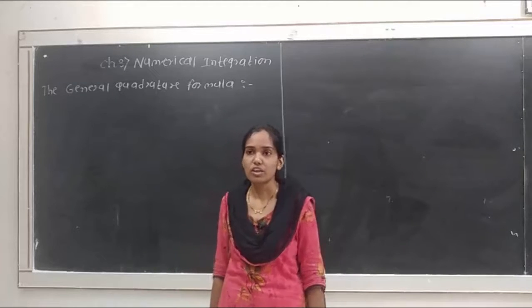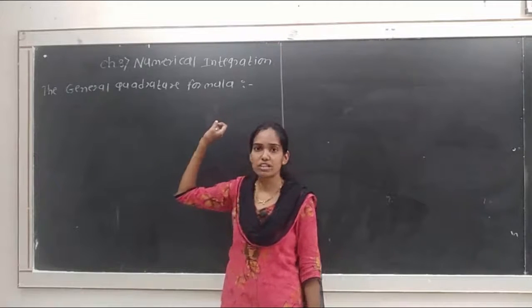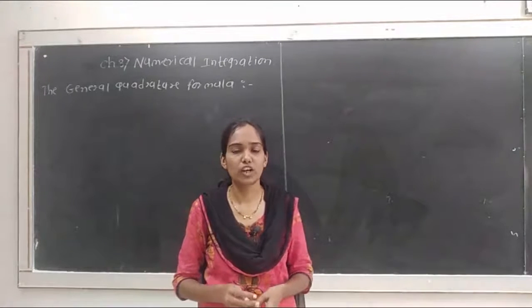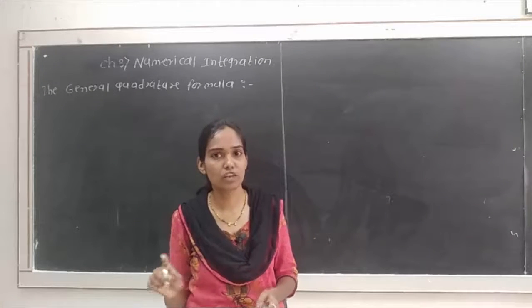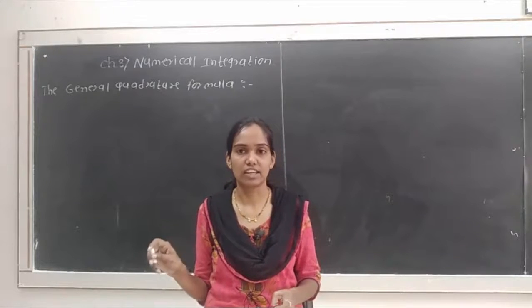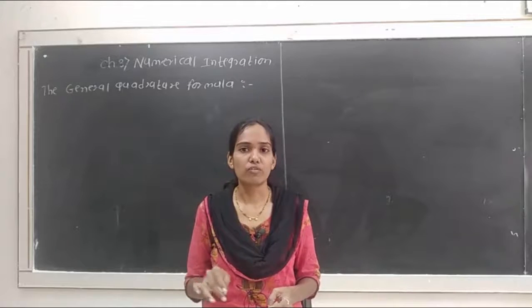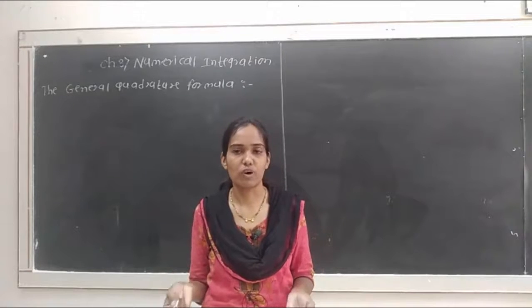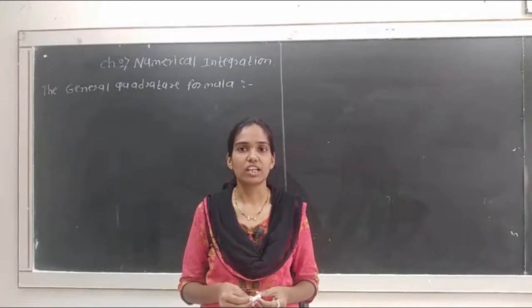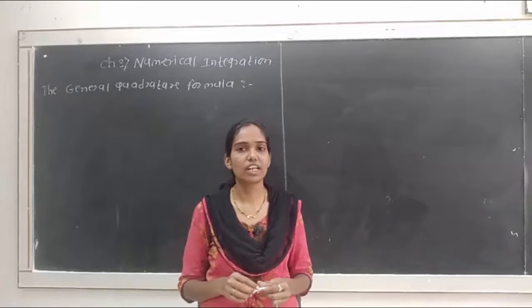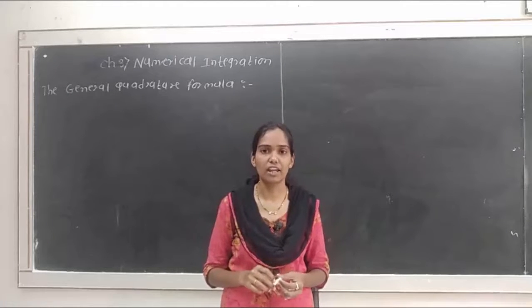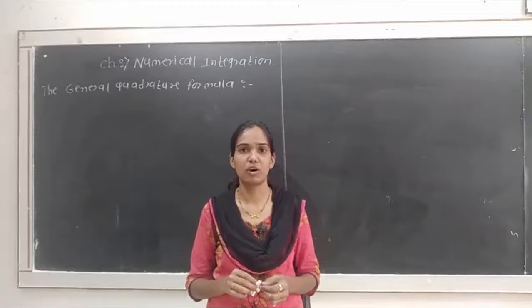In the chapter we discuss how to find the definite integral by using a set of data points. We are given a set of data points x0, y0, x1, y1 up to xn, yn, that is, n plus 1 pairs of values for the function y is equal to f of x. Here the value of f of x is not given explicitly; from the given data points we want to find the value of the definite integral, and also find the function f of x.